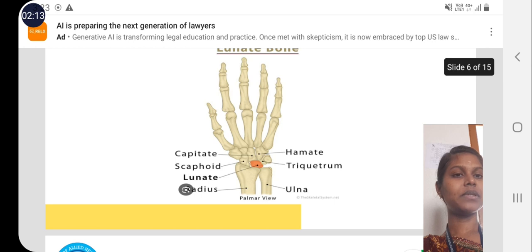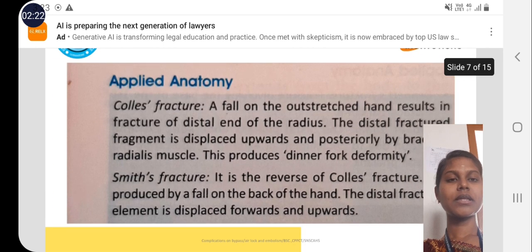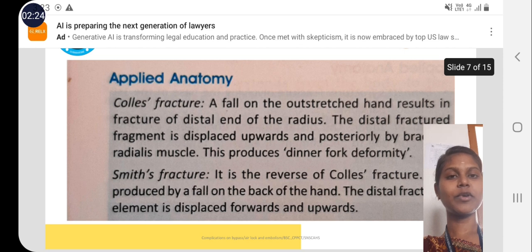This is a carpal, metacarpal and phalangeal bone, where the radius bone is connected to the scaphoid and lunate. The applied anatomy of radius bone would be of Colles fracture and Smith's fracture.